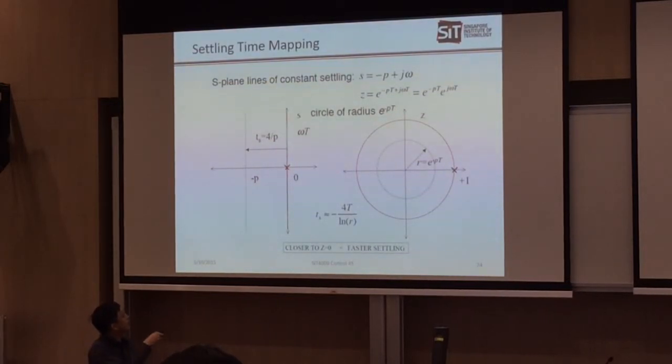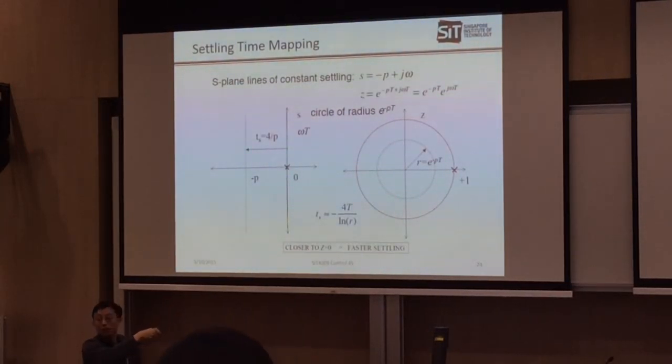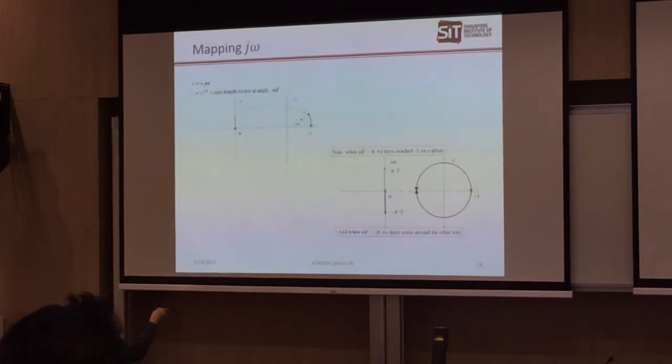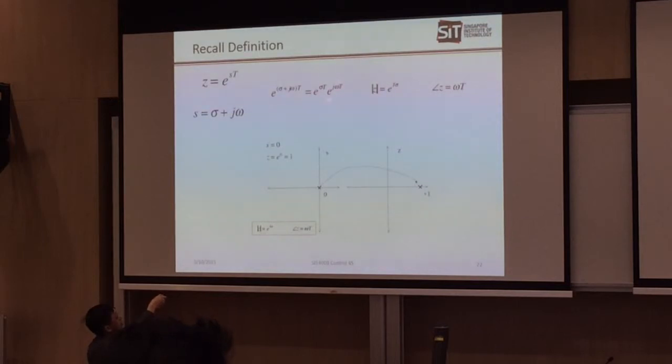And how do we determine the magnitude? Remember, your real part is negative. So your minus sigma T will determine your magnitude, will determine the radius of the circle. Okay, basically the meaning for this one: this one will tell you the length of the radius, and this one will tell you the angle, right?